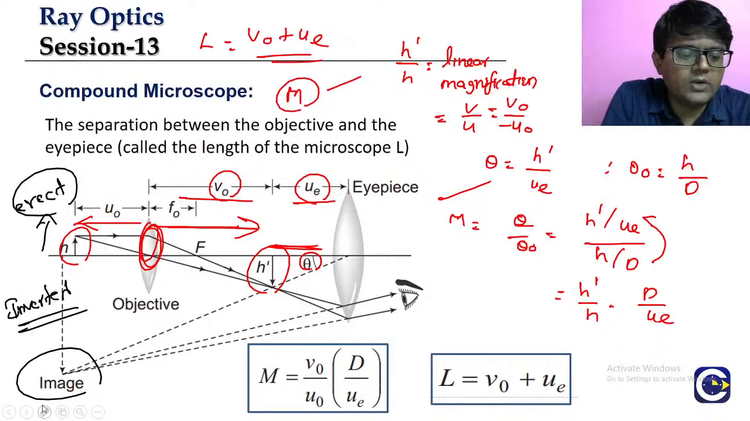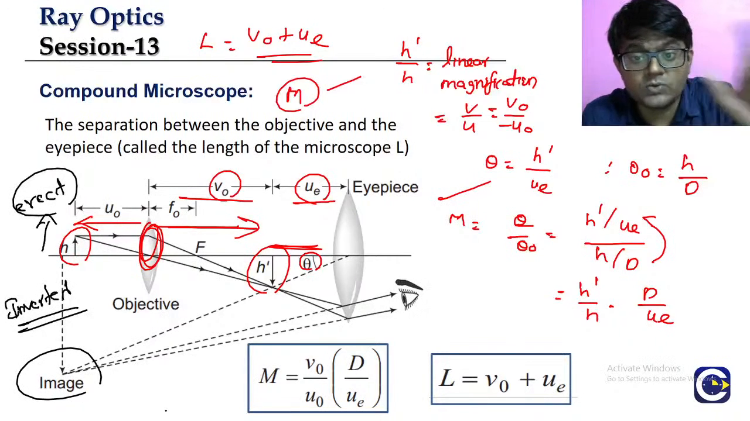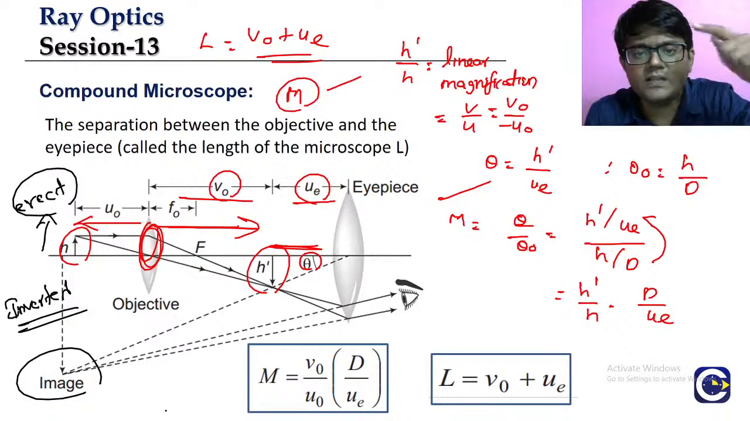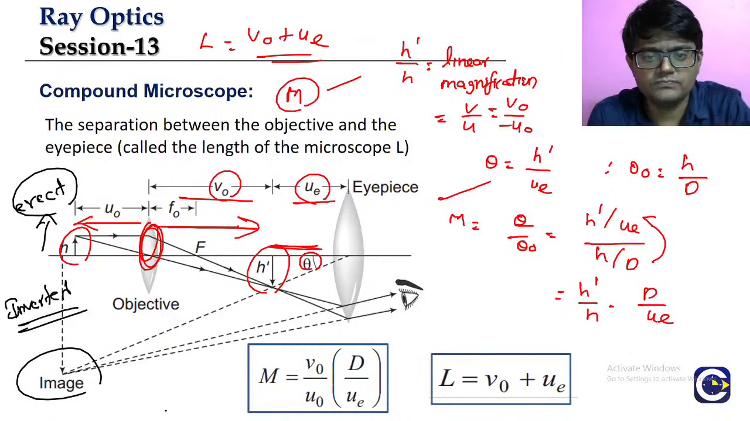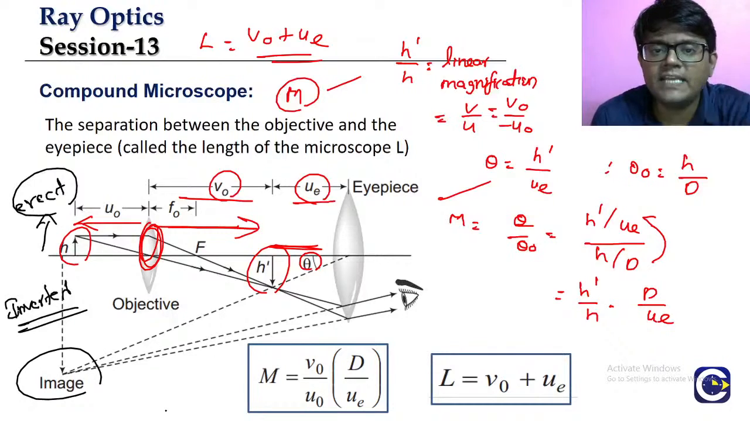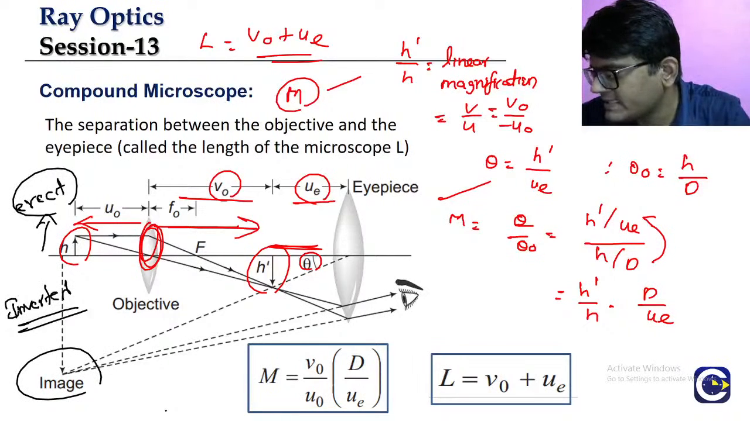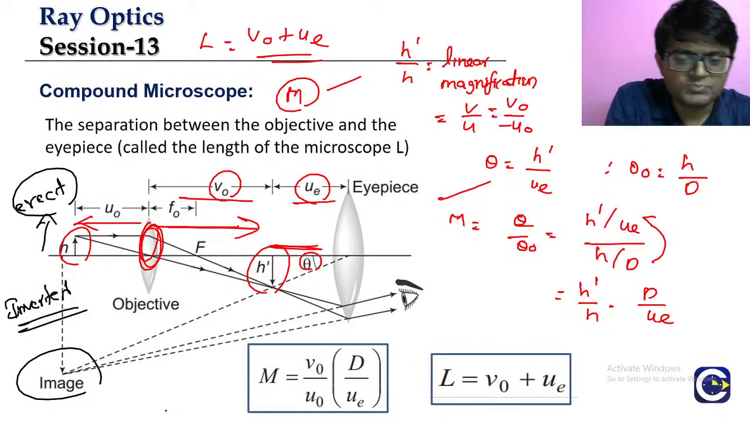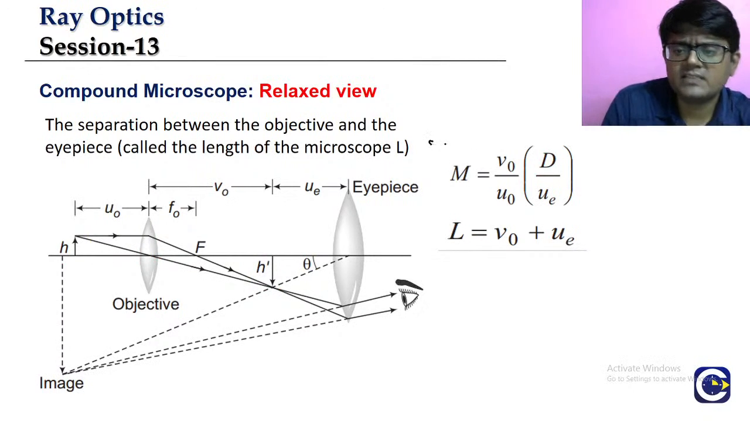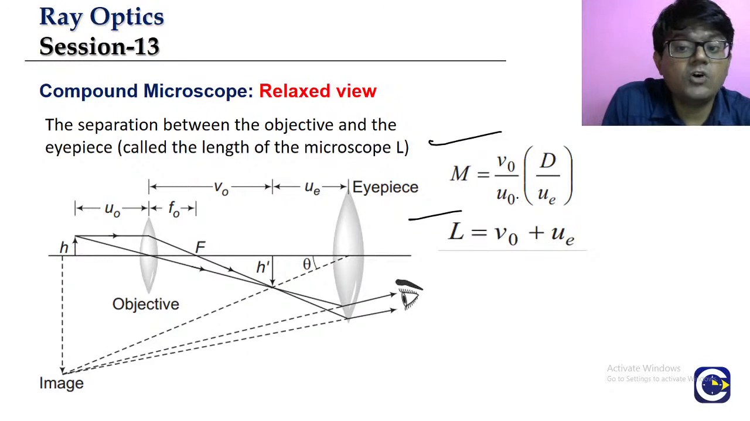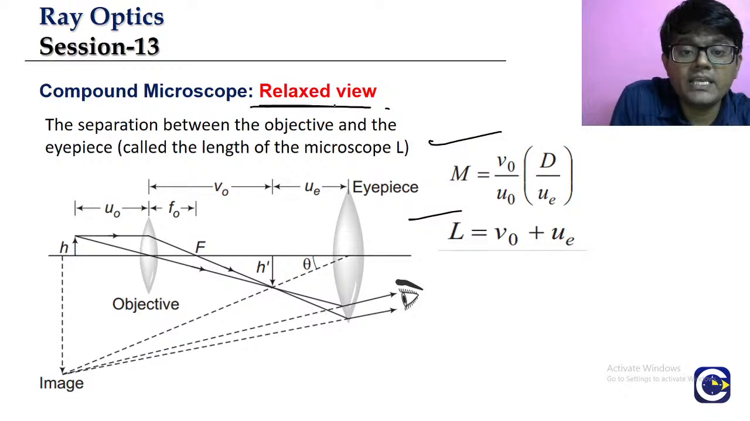Now we'll look at the two arrangements. One is we want to get the final image at infinity, that is the relaxed view. Second is the final image is formed at the near point. So here we'll start with these two standard results: the magnifying power VO by UO into D by UE, and the length of the microscope VO plus UE.